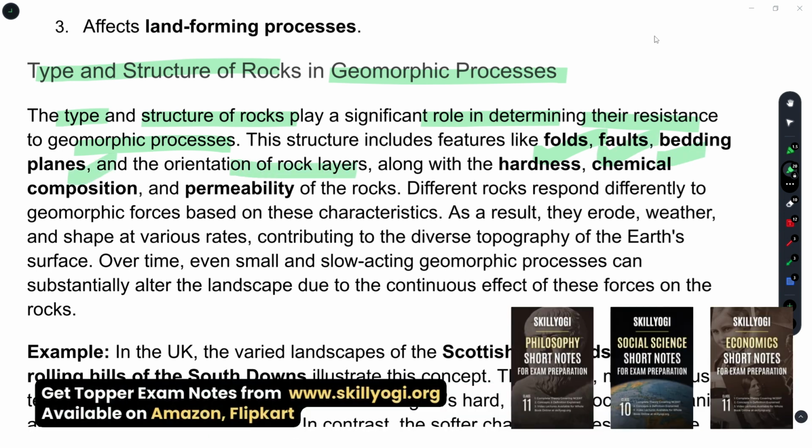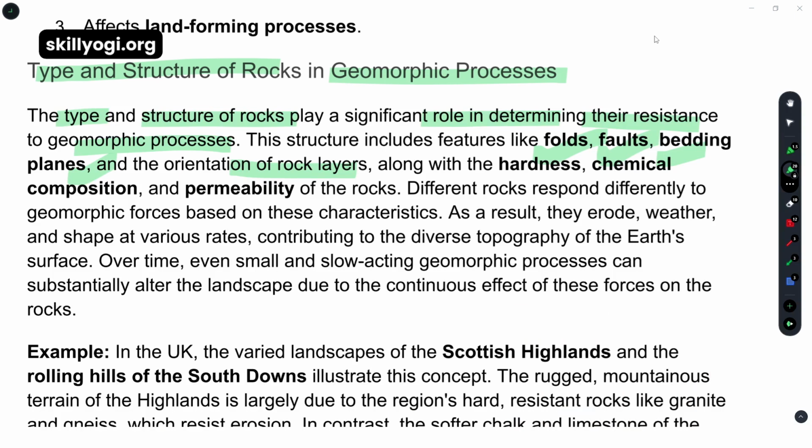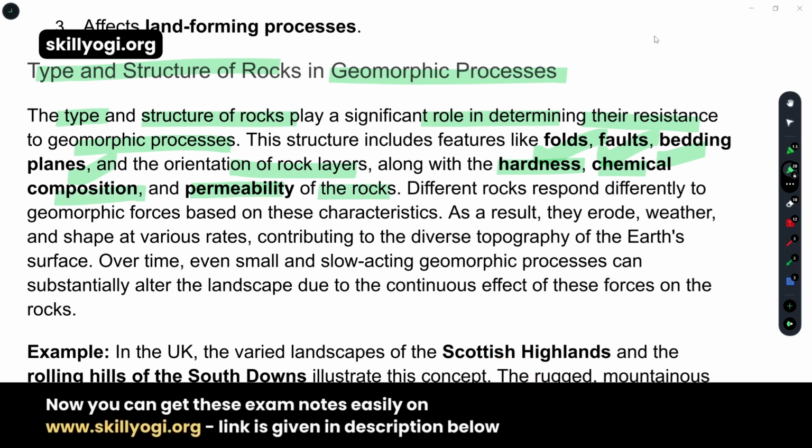the rock layers. In some rocks, like sedimentary rock, we can have different layers because these rocks are deposited in layers, but in igneous or metamorphic rock we cannot have the presence of layers. So that's why it's written the orientation of the rock layers, along with the hardness, chemical composition, and permeability of the rocks. So different rocks respond differently to geomorphic processes.